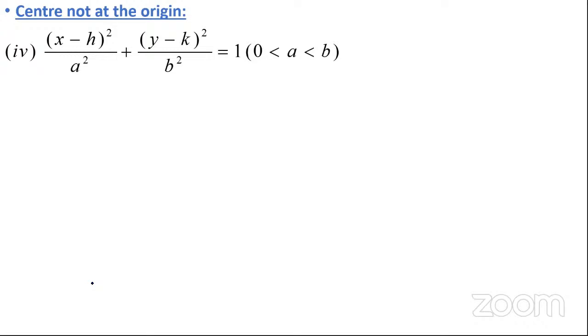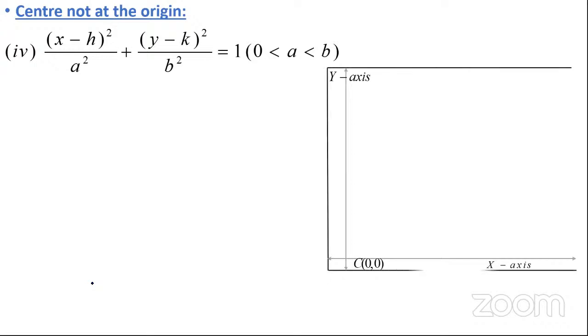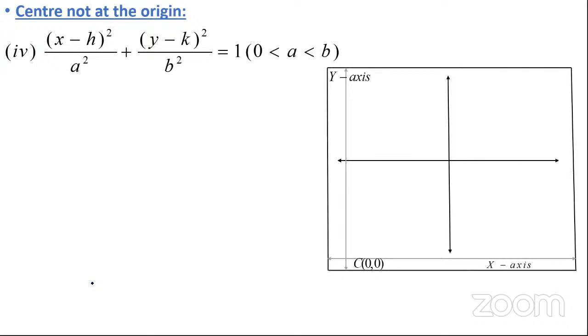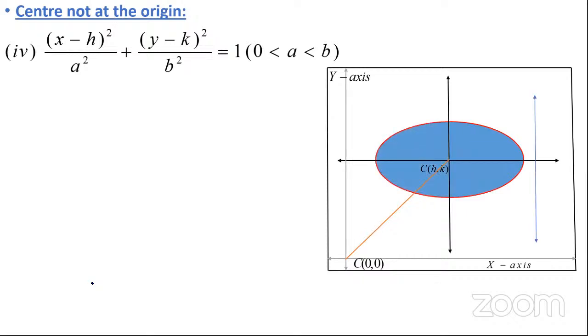That is, the equation can be written as (x minus h) whole square by a square plus (y minus k) whole square by b square equal to 1, where 0 is less than b is less than a. So in this figure, this is the x-axis, this is the y-axis, and the center C is (0, 0). Now the center is transformed from (0, 0) to (h, k). So observe this figure. This is the other, transformed center, C (h, k). Then this is the ellipse, which lies on the x-axis I'm taking. These two are the directrices.